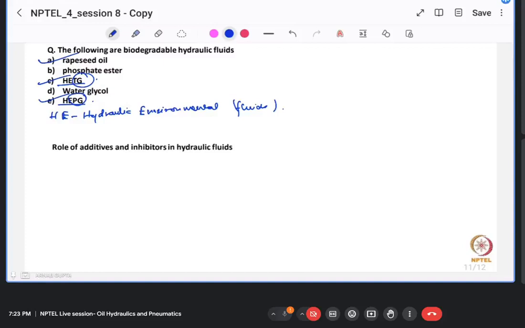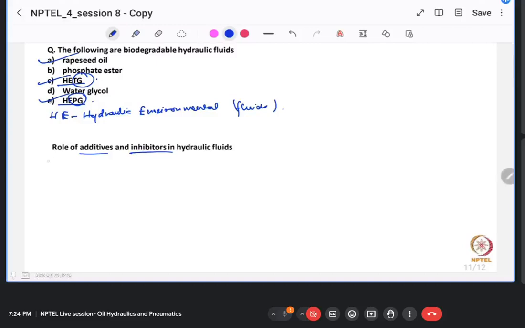The question asks the role of additives and inhibitors in hydraulic fluids. As the name suggests, additives are added to the fluids to enhance their properties. What are the properties generally desired of a hydraulic fluid? Its flowability, its lubrication capability, which is also known as lubricity, its ability to reduce the wear of components, then demulsibility. These things should be kept in mind, and also it shouldn't be foaming, so anti-foam properties should be kept in mind.